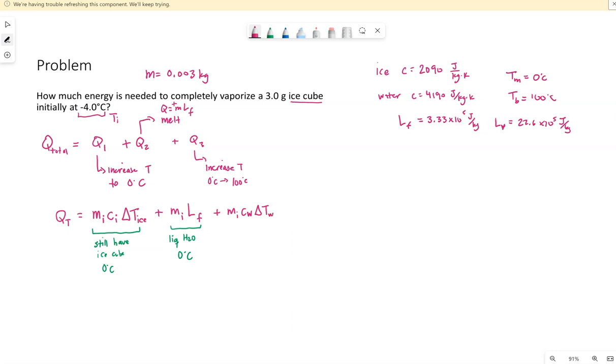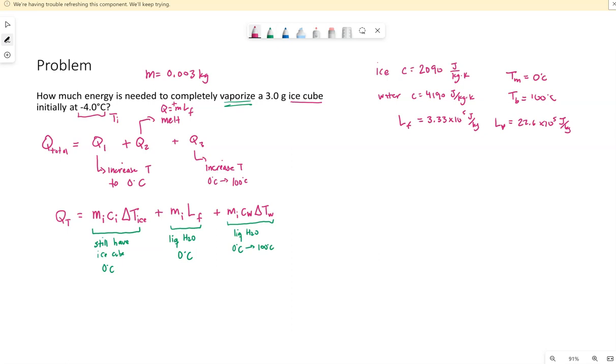But because it is liquid water now, it's in a liquid phase, we need to use C of the water, and then the change in temperature it goes through while it is water. So this is liquid water going from 0 degrees Celsius to 100 degrees Celsius. But that doesn't boil it off. That only gets it to the boiling temperature. So we want to completely boil this water off. That's what we mean by completely vaporizing the ice cube.